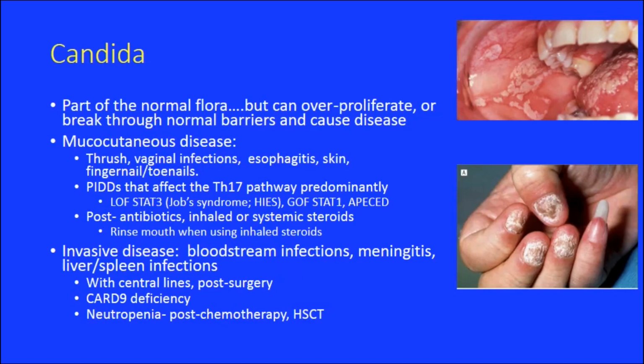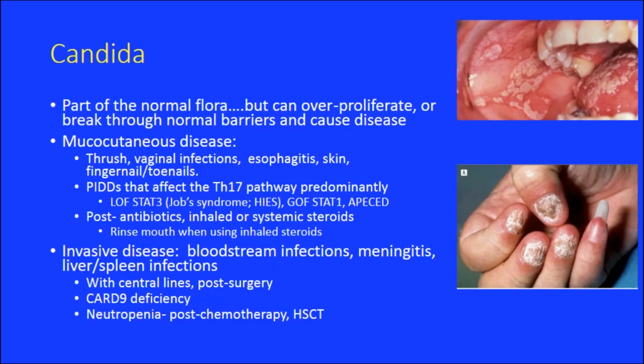Okay, and then there's invasive disease with Candida. So this is the really serious Candida infections, like bloodstream infections, meningitis, liver and spleen infections. These are not typical of primary immune deficiency, except if something else is going on. For instance, with people who have a central line, if you're on antibiotics and your skin is more colonized with Candida because you're wiping out some of the normal skin flora, sometimes Candida can creep in and cause a central line infection post-surgery. There is one primary immune deficiency that really predisposes to bad systemic Candida infections, with Candida meningitis, and that's called CARD9 deficiency.